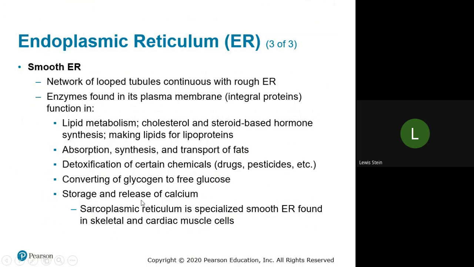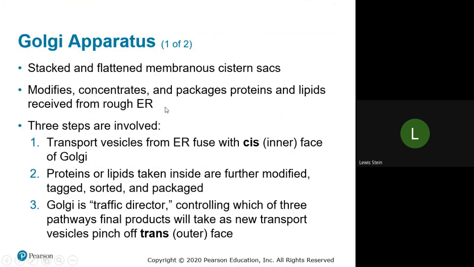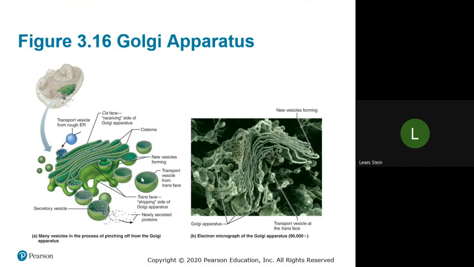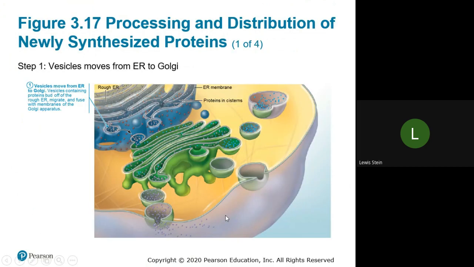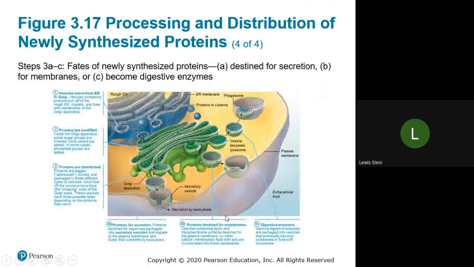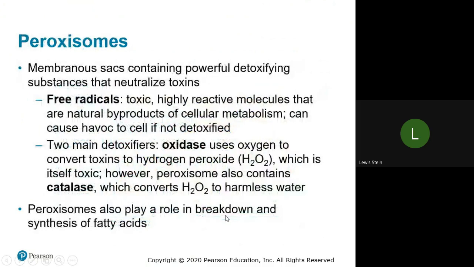Glycogen to free glucose, and then the calcium storage activities. The Golgi, the packing and shipping department, is my analogy; you've already done the cis and trans stuff. Love that. And then the three pathways for the secretory vesicles, whether they're exocytosis, whether they're going to fuse with the membrane, or whether they're going to be lysosomes or peroxisomes. Voila. To me, it's an important point.